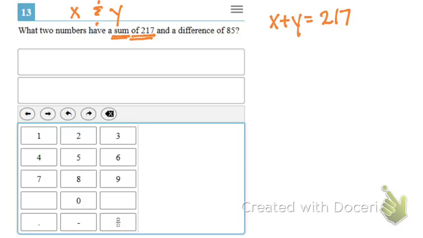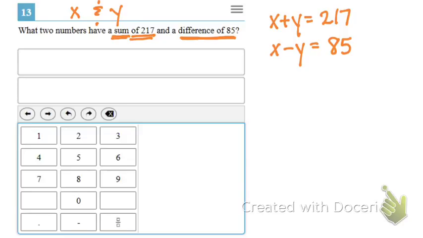And then the difference between those two numbers, this is our second equation, the second thing we know about the two numbers. The difference is 85. So I'm going to say X minus Y equals 85. So I have two equations here.